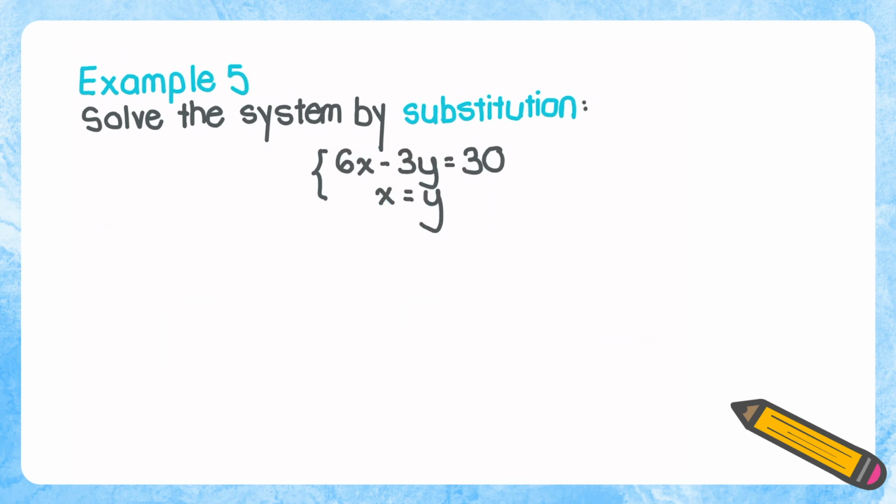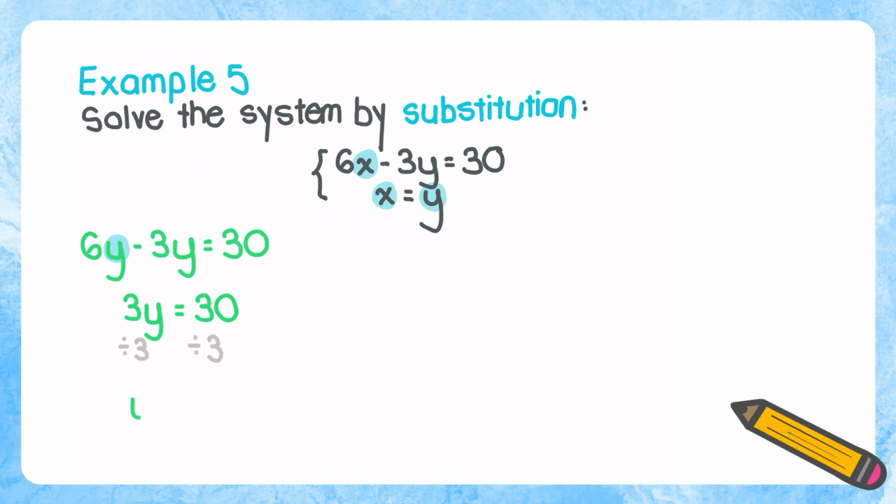Let's do one more example together. Let's say we have 6x minus 3y equals 30 and x equals y. So in this case, we can go either way in terms of replacement. Let's replace x first. So we'll have 6y minus 3y equals 30. I replaced the x with the y. So here we're solving for y. 6y minus 3y is 3y. Divide both sides by 3, and we get y equals 10.